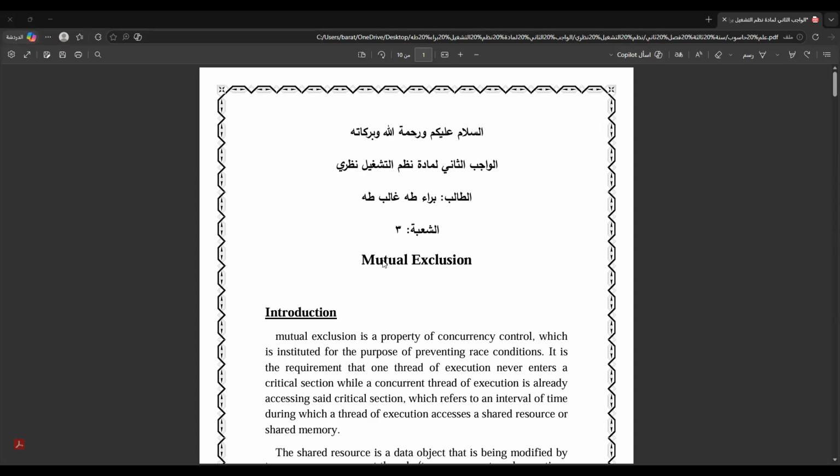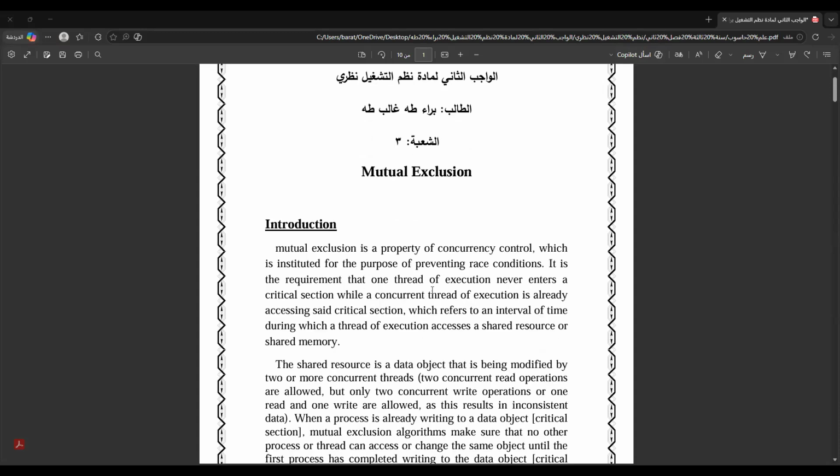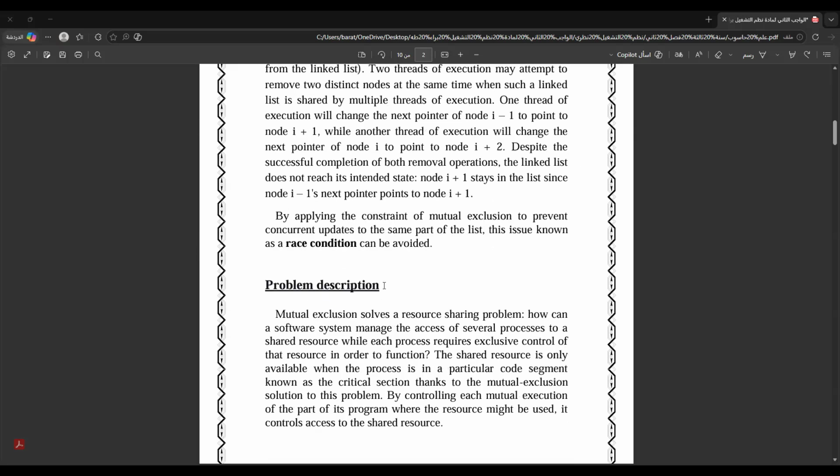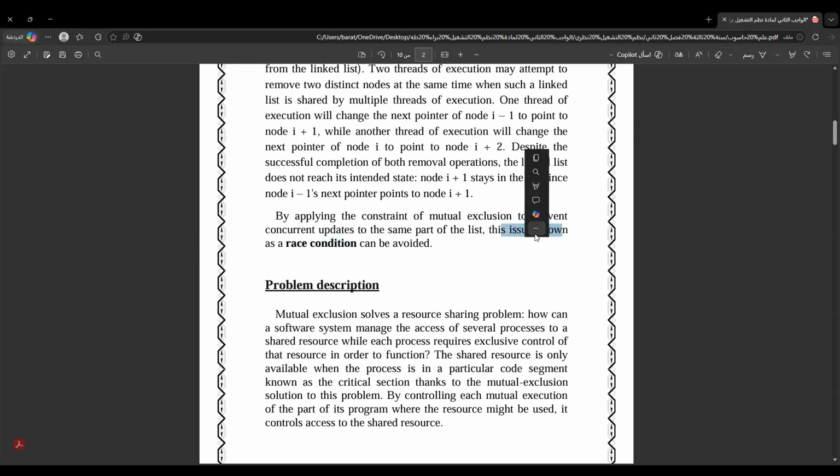We will talk about mutual exclusion. Mutual exclusion is a technique used in concurrent programming to ensure that only one thread can access shared data or resources at the same time. This is important because when multiple threads try to access and modify the same data at the same time, it can lead to an issue known as a race condition.